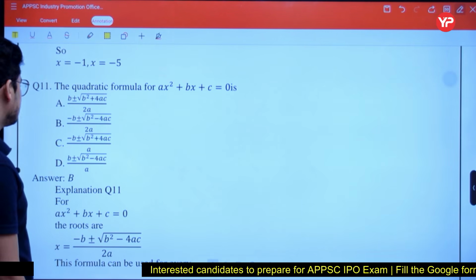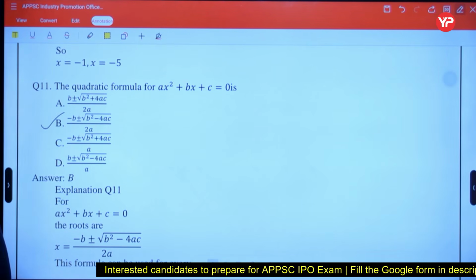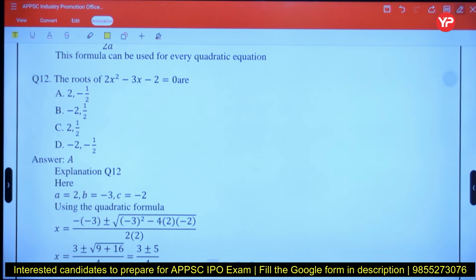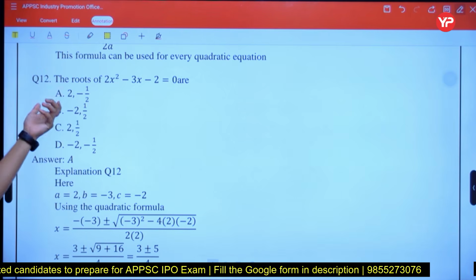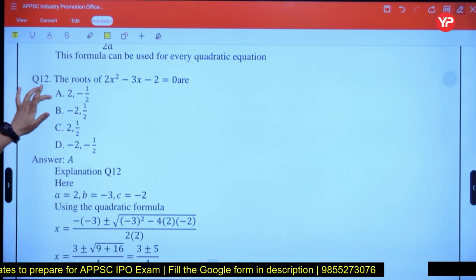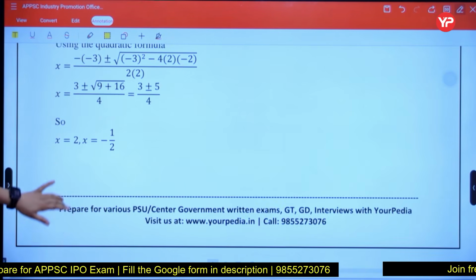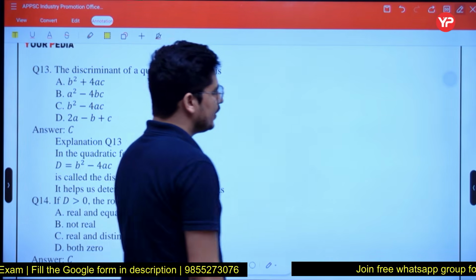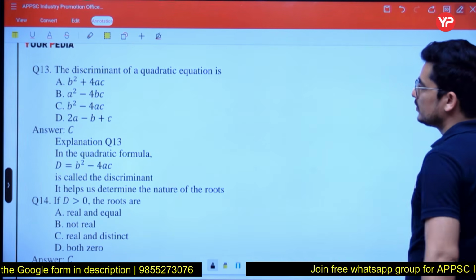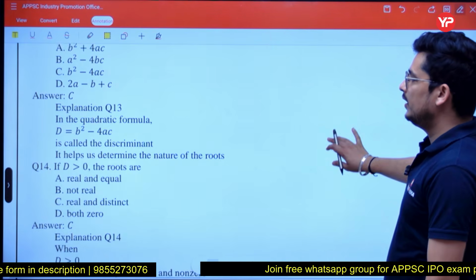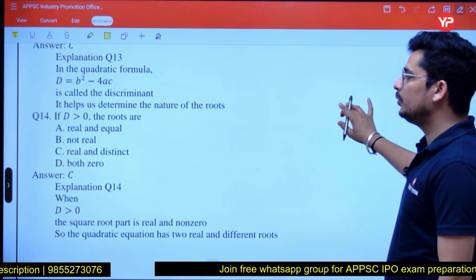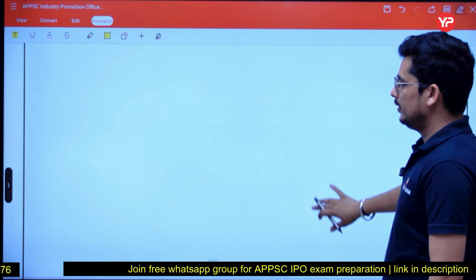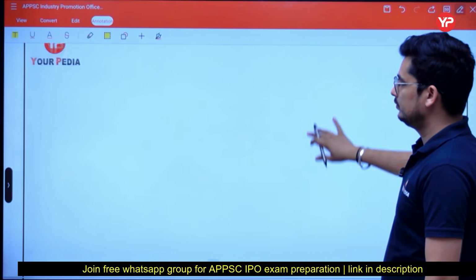Quadratic formula he is asking, that will be minus b plus minus under root of b square minus 4ac divided by 2a. Take the quadratic formula, solve that one, and you will get answer A for that one. Already I discussed all the concepts here. The discriminant of a quadratic equation D is b square minus 4ac, right? If D is greater than 0, then real and distinct roots are there. Answer is C, right?